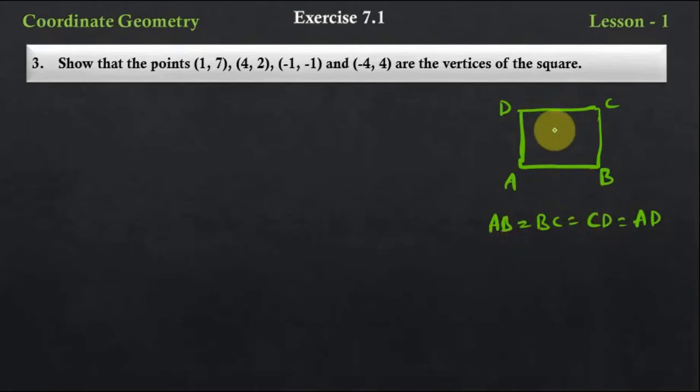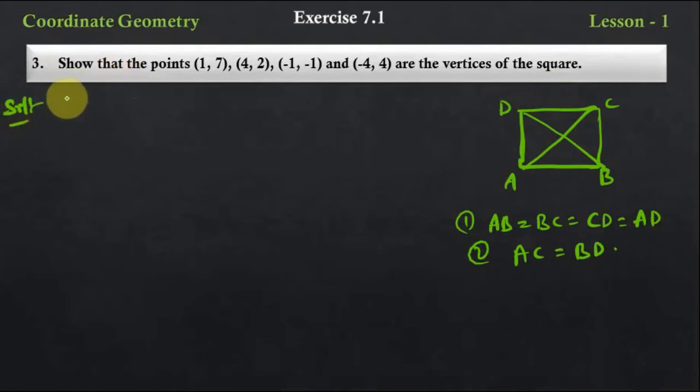Then the second property is the diagonals are also equal, means AC, distance between this A to C will be equal to distance between this diagonal B to BD. So AC will be equal to BD, right? So these 2 properties we need to prove. That's it. Then we can say that these 4 vertices, these 4 points are the vertices of the square. Okay. Chalo, now we'll start doing the solution. So first, see here, I'll name it. Let this point be A, first point 1, 7.